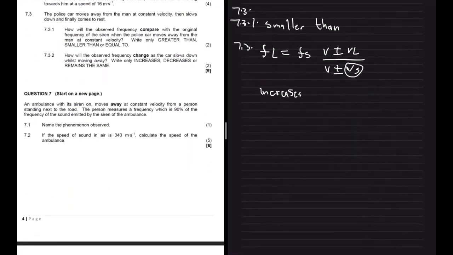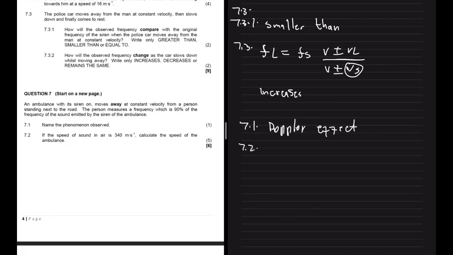Let's move ahead. Another question, 7. An ambulance with its siren on moves away at constant velocity from a person standing next to the road. The person measures a frequency which is 90% of the frequency of the sound emitted by the siren on the ambulance. Name the phenomenon observed. We already know this: the Doppler effect, because the frequency observed is different from the frequency emitted due to relative movement between the sound source and the observer.